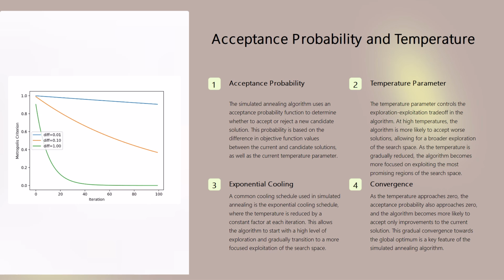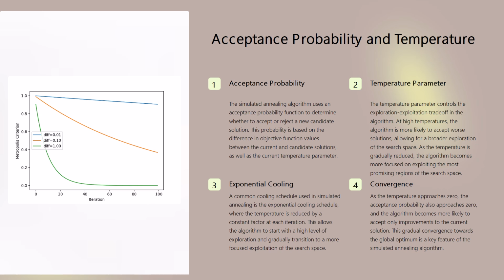3. Exponential cooling. A common cooling schedule used in simulated annealing is the exponential cooling schedule, where the temperature is reduced by a constant factor at each iteration. This allows the algorithm to start with a high level of exploration and gradually transition to a more focused exploitation of the search space.